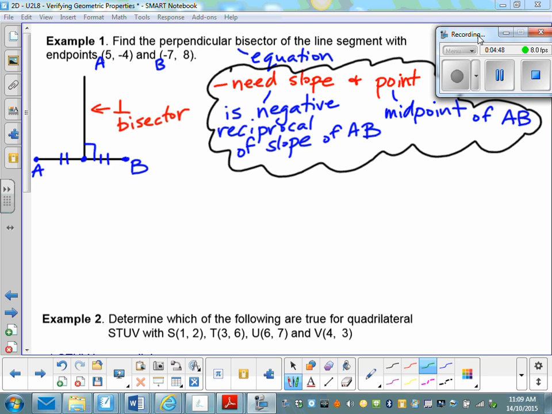So my point A is (5, -4). My point B is (-7, 8). So let's find the slope of AB to start with.